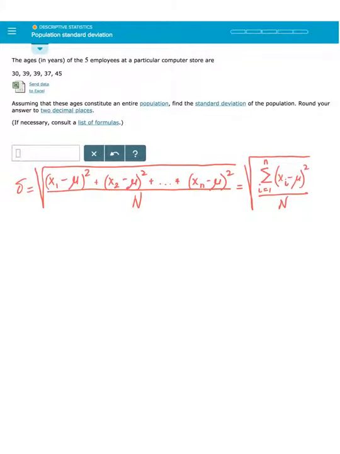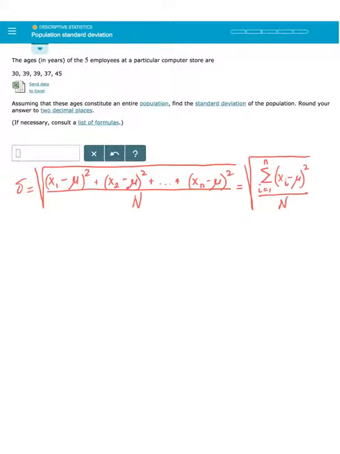In this video, you will see an example of computing population standard deviation. The ages in years of the 5 employees at a particular computer store are 30, 39, 39, 37, and 45 years old. Assuming that these ages constitute an entire population, find the standard deviation of the population and round your answer to 2 decimal places.